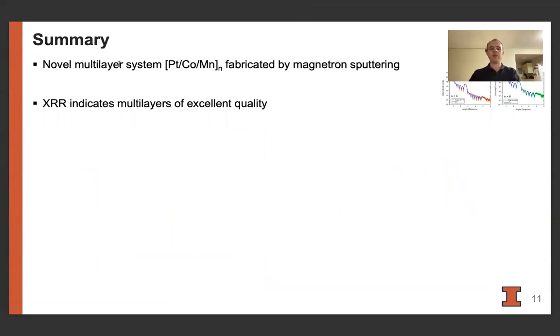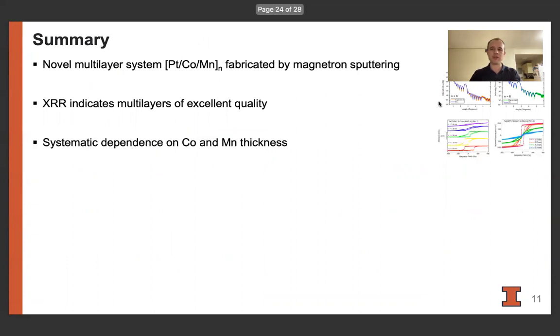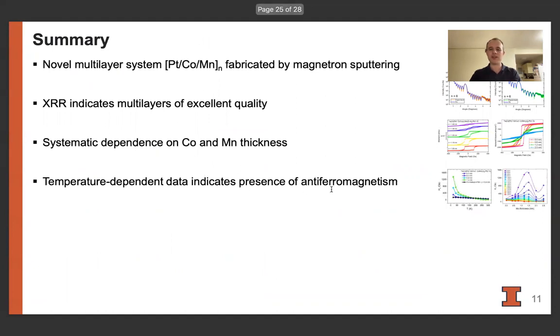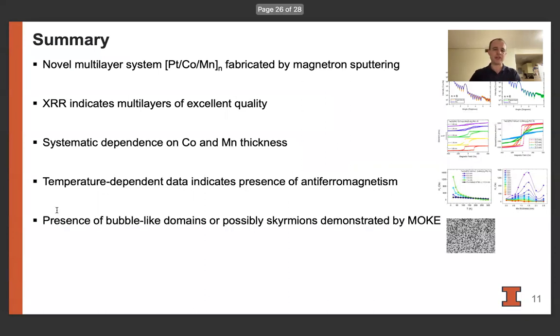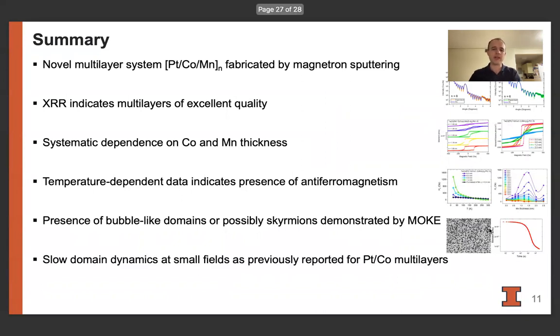So to summarize, we have looked at a novel multilayer system, platinum cobalt manganese, that has been fabricated by sputtering, and we had samples of very good quality. We have a systematic dependence on the cobalt and manganese thickness in the hysteresis curves. Temperature-dependent data indicates the presence of antiferromagnetism related to manganese or even intermixing of manganese with cobalt. And we have first indications for the presence of skyrmions, or at least magnetic bubbles. And finally, the slow domain dynamics as seen in the MOKE and also MPMS measurements.